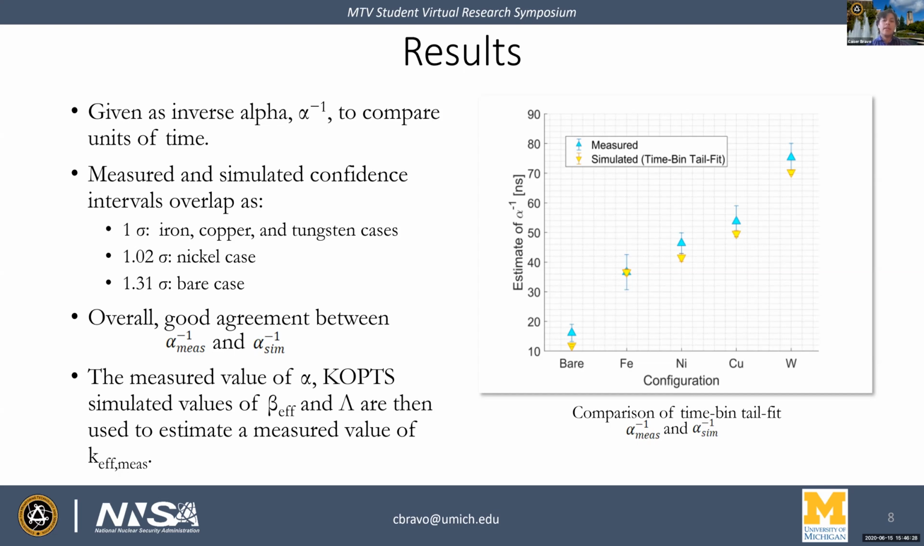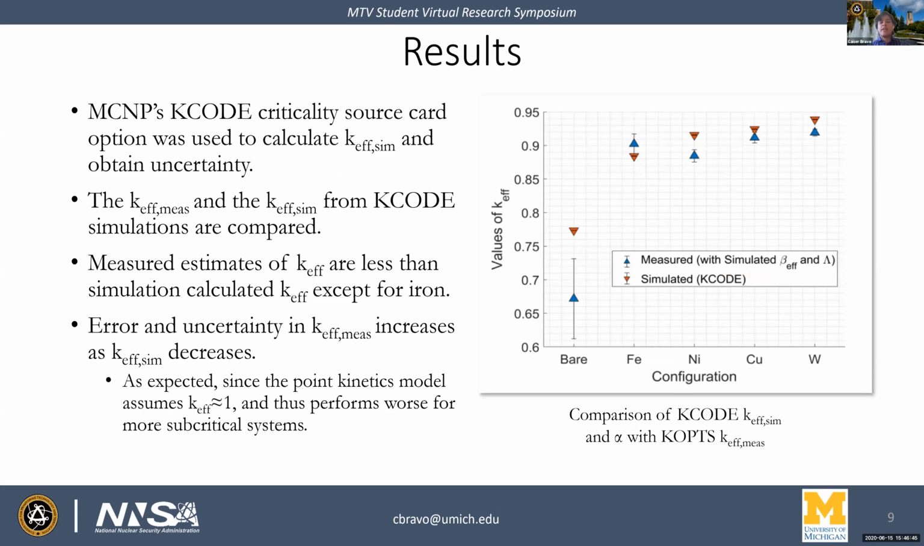Because we know that they have good agreement, it helps us when we have the measured values of alpha to infer, with the simulated values of beta effective and lambda, the K effective measured, as we will do with the next simulation. So using MCNP's KCODE criticality source card, we can calculate the K effective simulated and also obtain uncertainty for that case. Using the equation from before with the alpha from before, the K effective measured and K effective simulated can then be compared, shown here on the right.